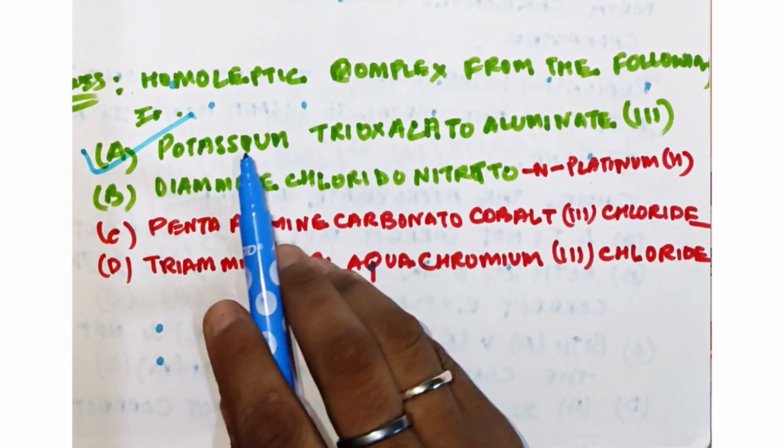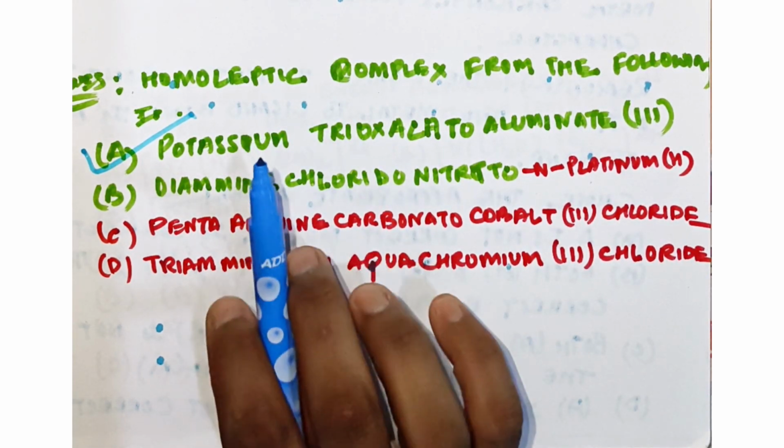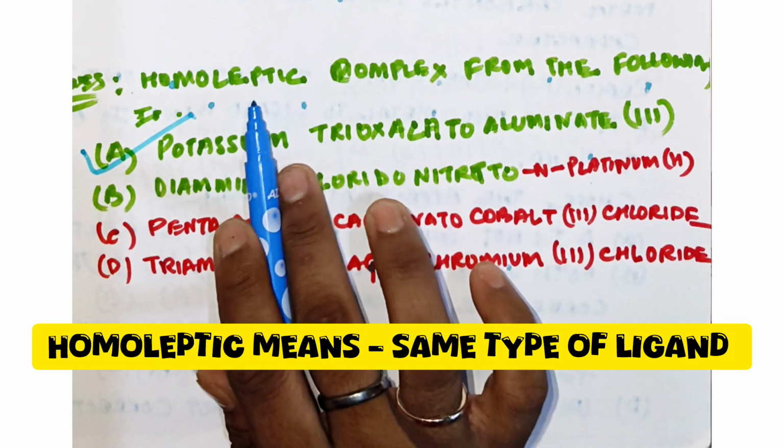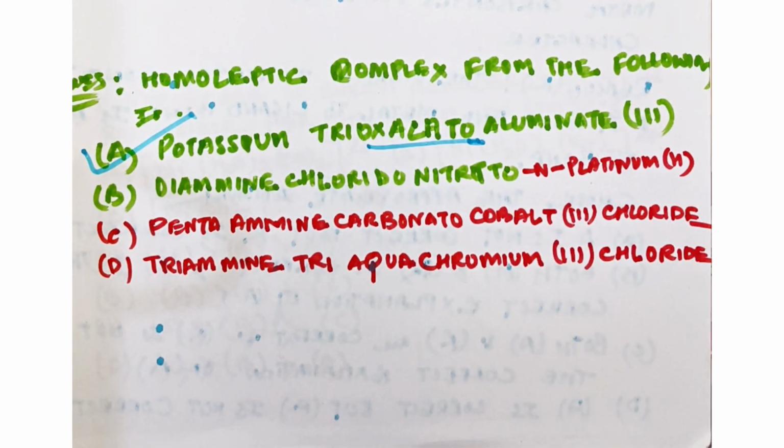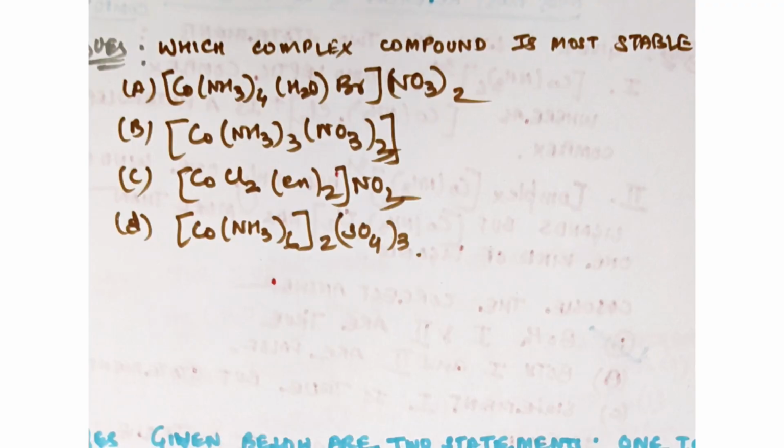See here, potassium is a cation, so it is not a ligand. I am talking about homoleptic, which means the same type of ligands. Here the ligand is only the oxalato compound, trioxalato.